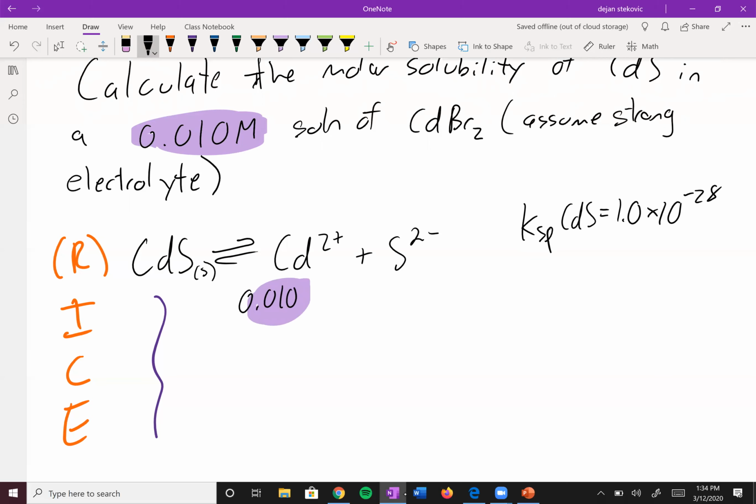What about the sulfide? Is there any sulfide in cadmium bromide? No, so we can leave that as 0. These two, the change then becomes what? Plus x, right? Both of them have a coefficient of 1, so they're both plus x. So this one becomes 0.010 plus x. This one's just x.